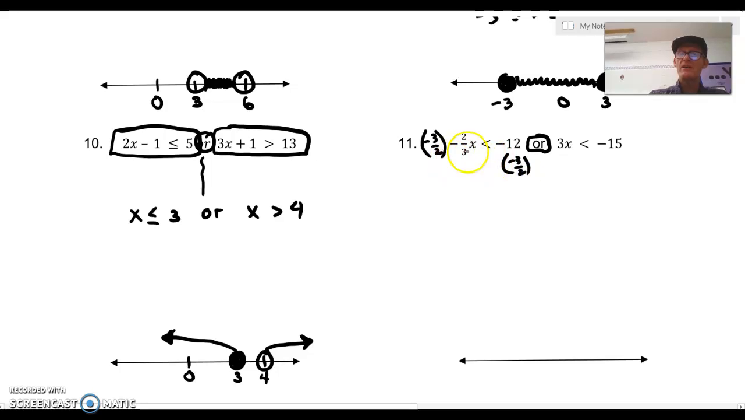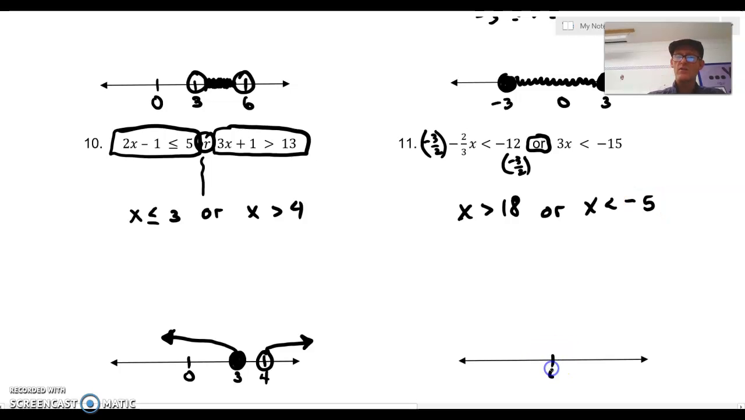Now I multiplied by a negative to solve this, so I have to flip it. Now when I multiply negative 12 times negative 3 over 2, that's positive 18. And if I divide by positive 3, I get, or, x less than negative 5. Now it's kind of flipped around, but you have to read it: x greater than 18 or x less than negative 5.